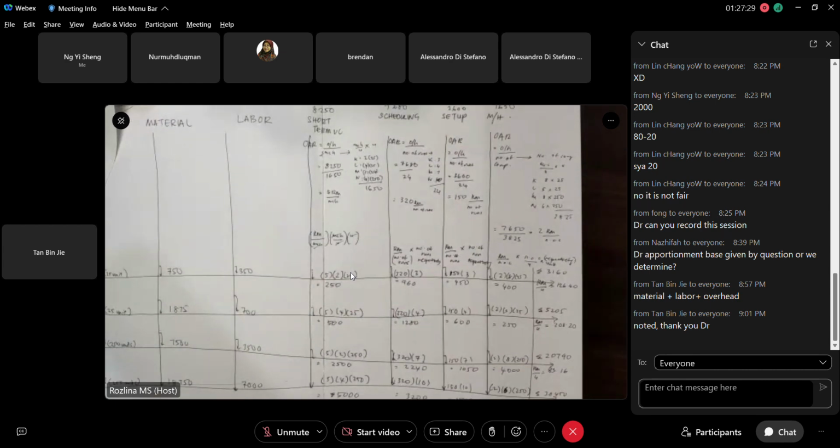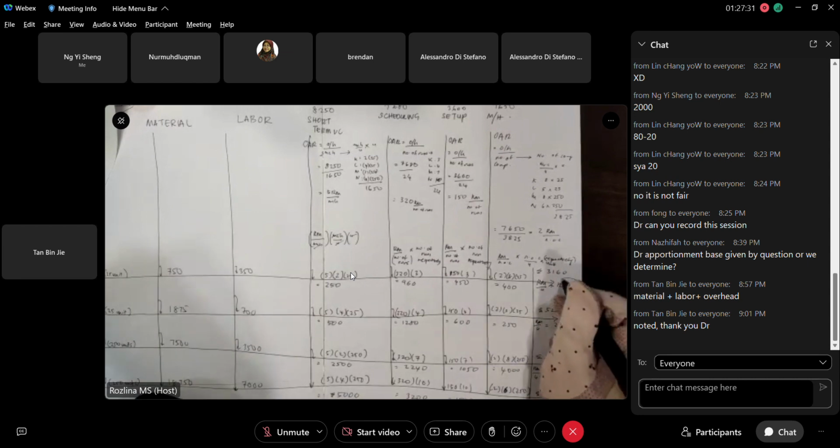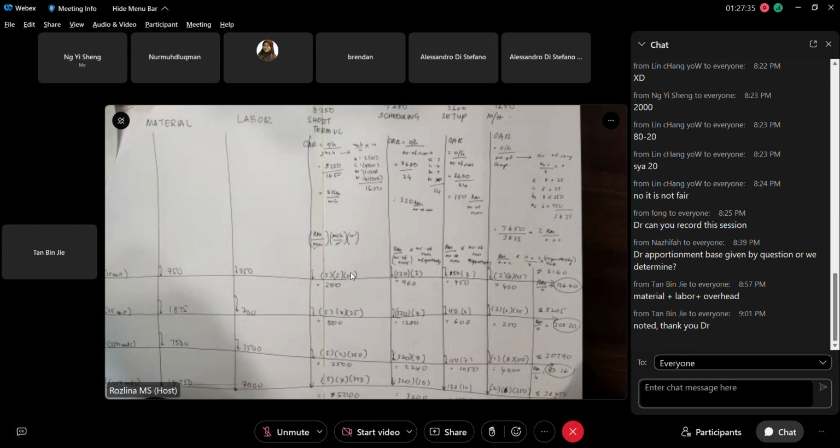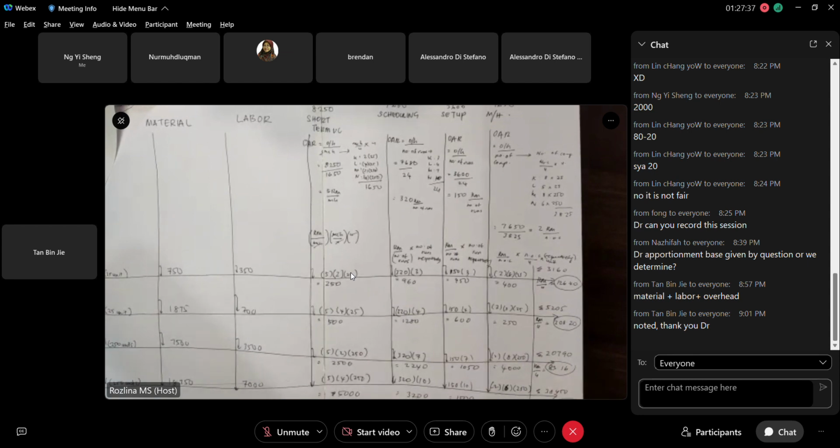Okay, sekarang ni you get number for each product for per unit.